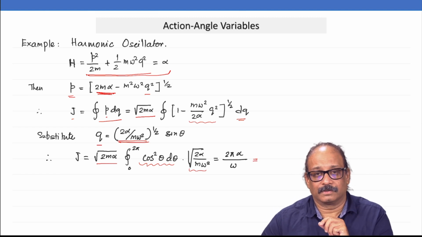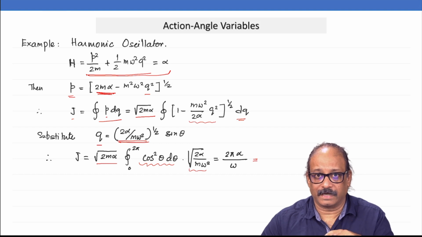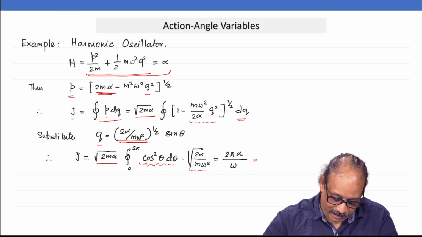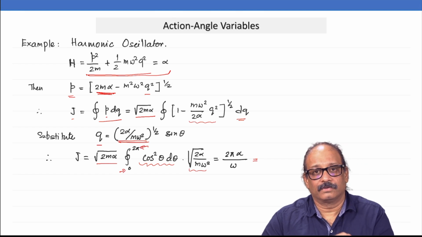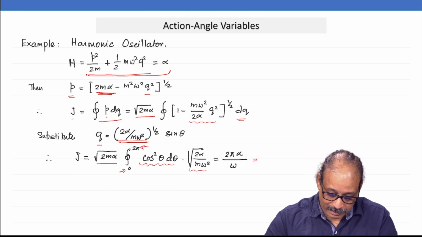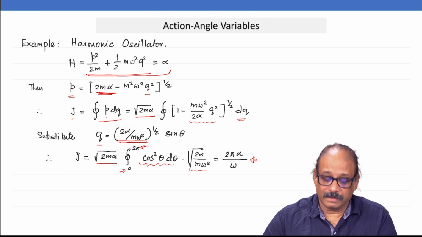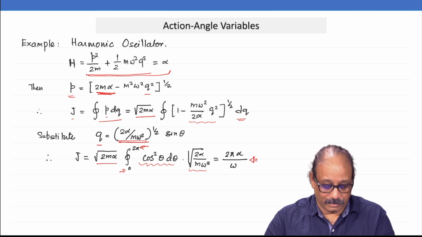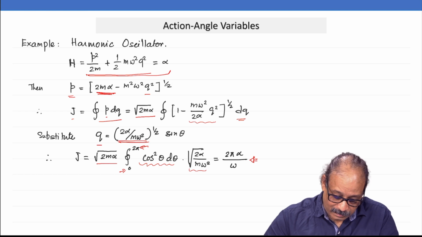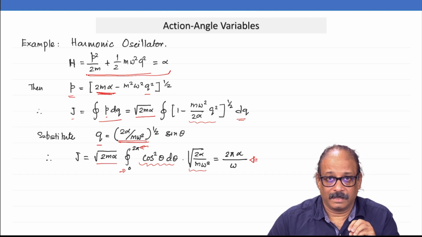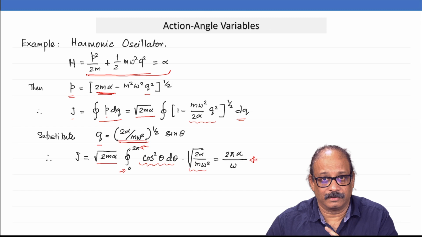Remember, we are supposed to do this over one cycle. So, that means this in fact can be replaced by integration from 0 to 2 pi, and then the integral is straightforward. And now, what is your J? So, alpha, remember, represents your Hamiltonian.